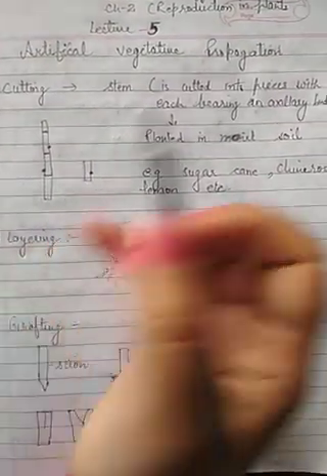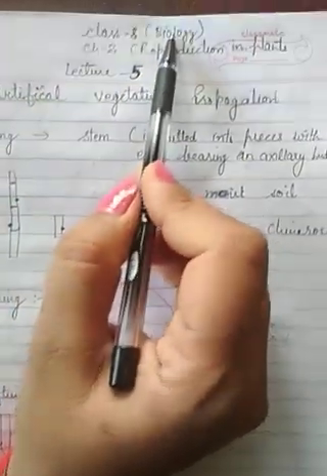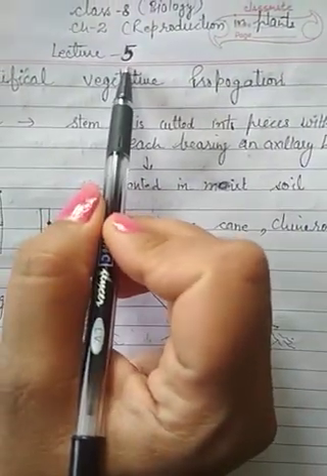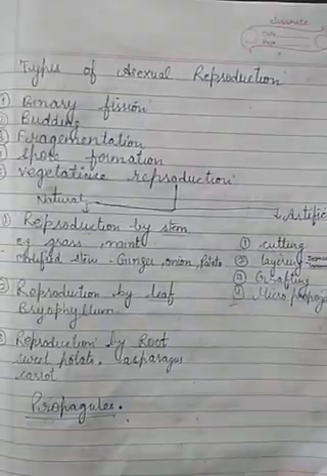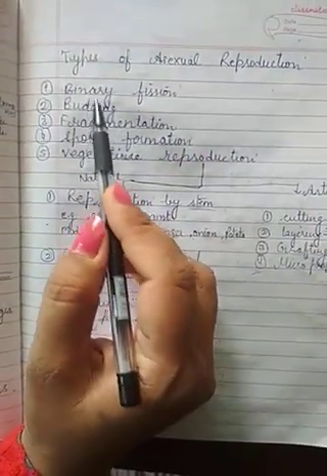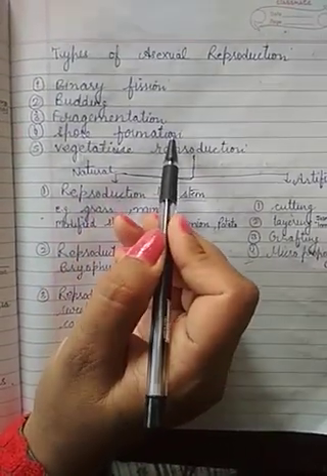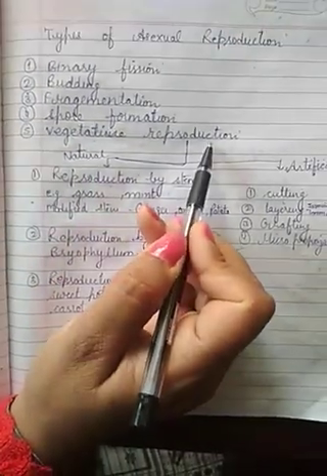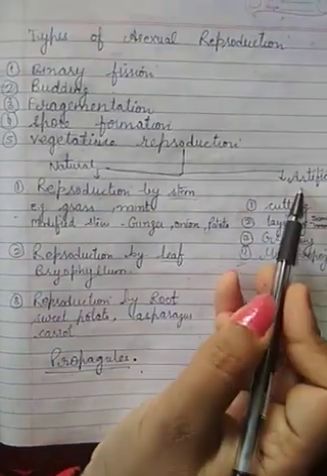Good morning, children. This is the lecture for class 8 biology, and again we are taking chapter number 2, reproduction in plants. This is lecture number 5. So in the last topic, children, we have studied the types of asexual reproduction. In that lecture we studied binary fission, budding, fragmentation, spore formation, as well as vegetative reproduction, or you can say vegetative propagation. Vegetative propagation is again of two types, that is natural and artificial.